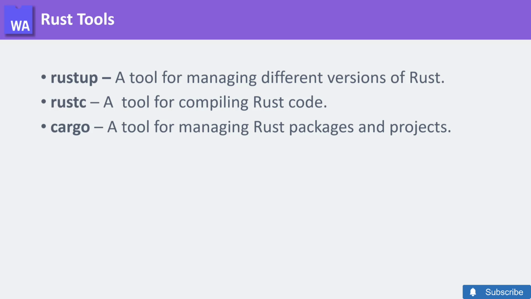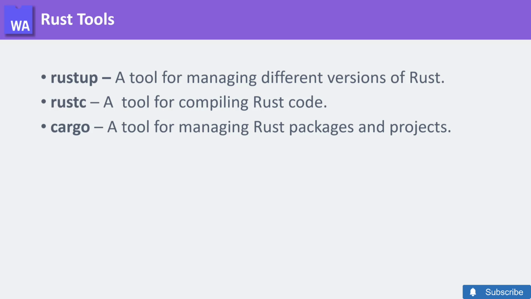The first tool is called Rust Up. It's a tool for managing different versions of Rust. Other projects may require different versions of Rust. Ideally, you will want projects to run on the latest version. In some cases, you may need experimental or beta features. Through the Rust Up command, you can install a nightly version of Rust.